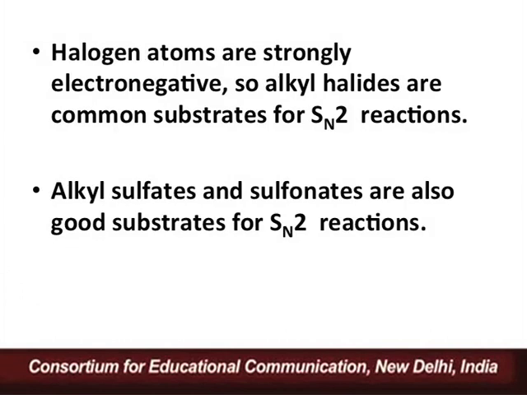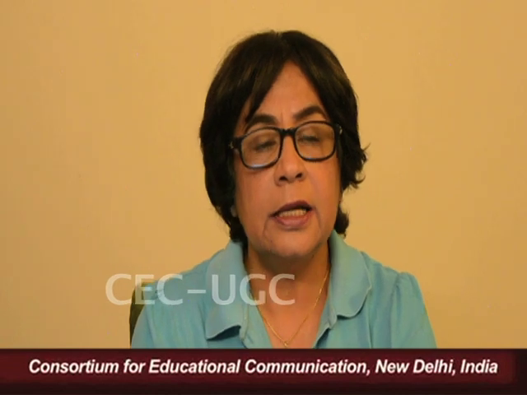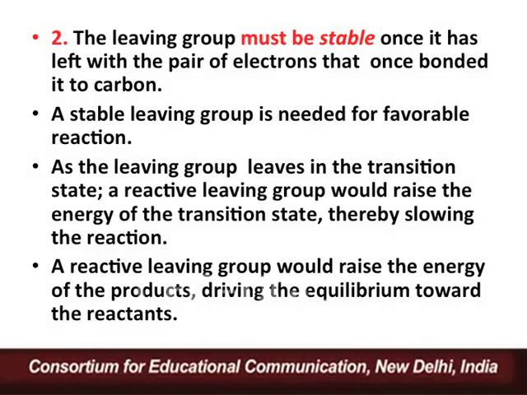Now we know halogen atoms are strongly electronegative, so alkyl halides are common substrates in SN2 reactions. Alkyl sulfates and sulfonates are also good substrates for SN2 reactions. The second point, which is again very important, is that the leaving group must be stable once it has left with the pair of electrons that were once bonded to the carbon. That means it should leave as a weak base.